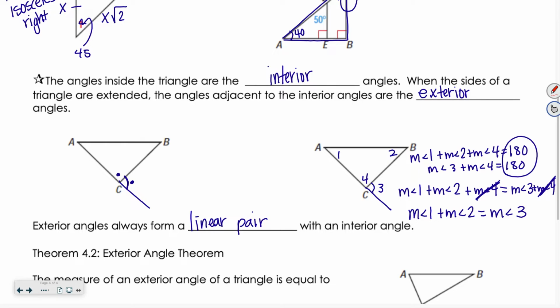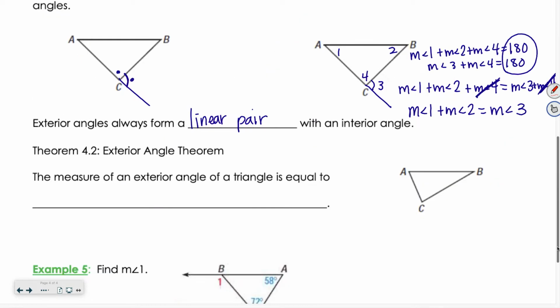So the exterior angle theorem states that the measure of an exterior angle is equal to the sum of the remote interior angles. What's remote? Remote is going to be the ones opposite it, the ones far away, the ones not connected to it.